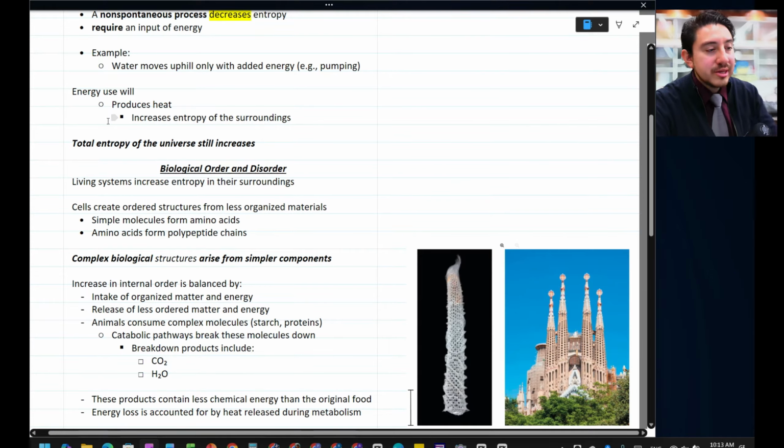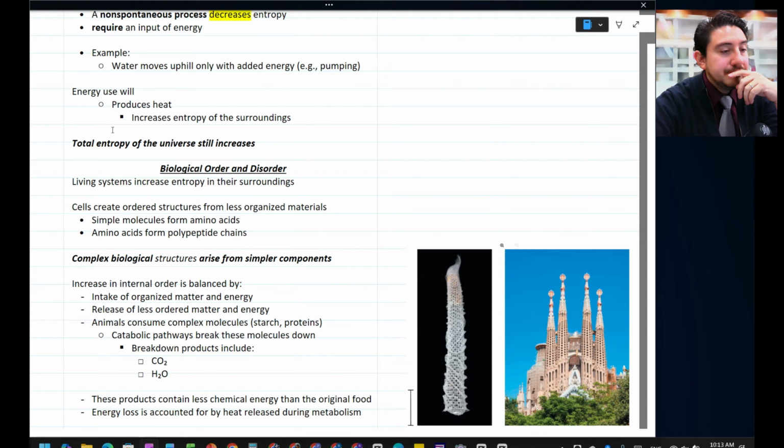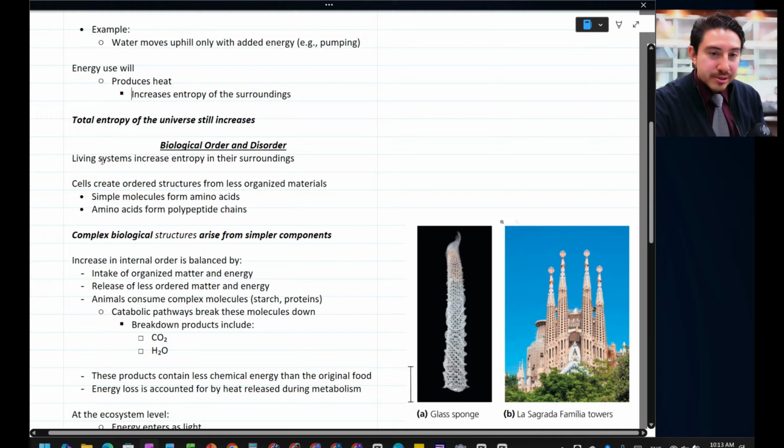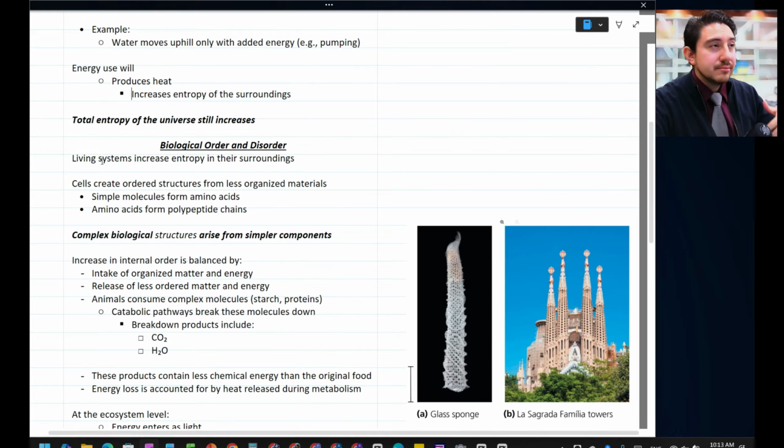So I'm going to put that as a little subtext there, because it kind of chains it together. So it produces heat, and as a consequence, increases entropy. Total entropy of the universe still increases. Everything we do, when we use energy and when we convert energy within just our biological maintenance, growth and whatnot, we're going to produce heat. So the entropy in the universe will be increasing.